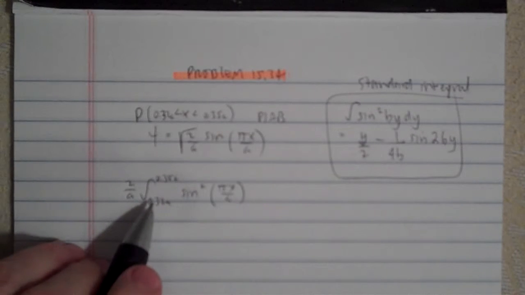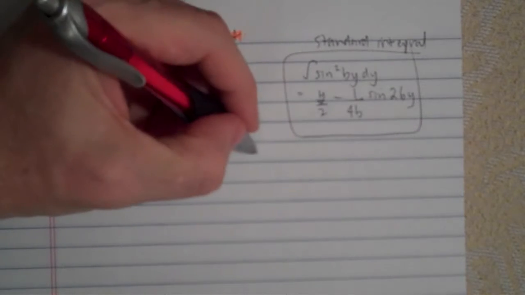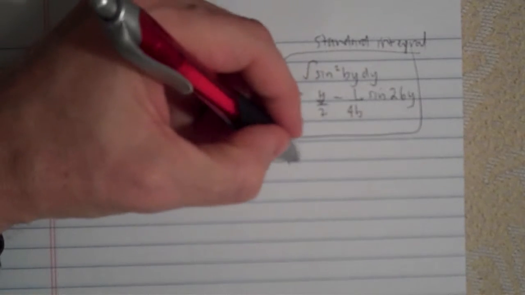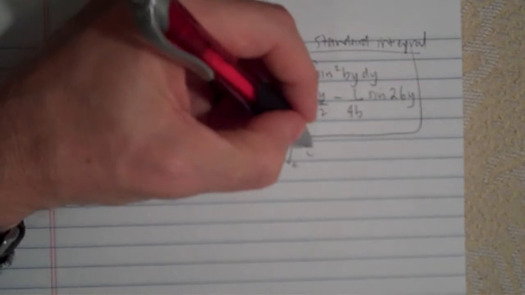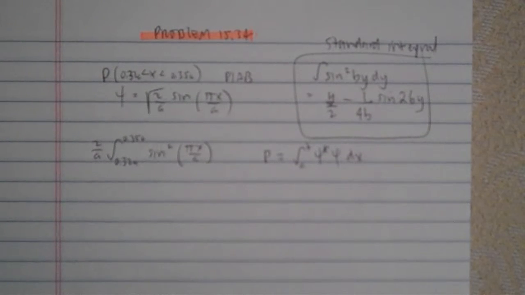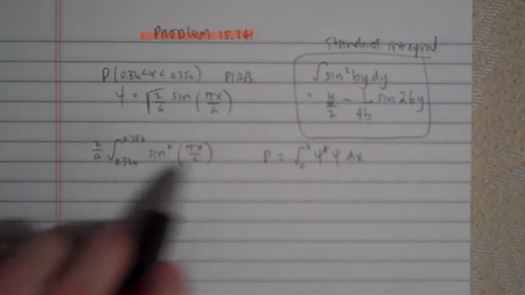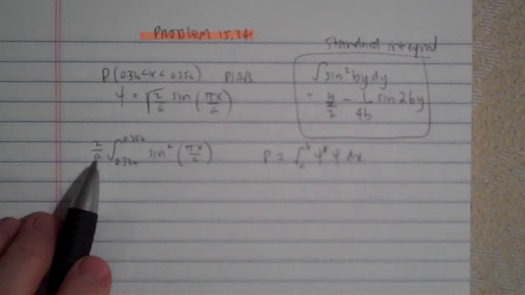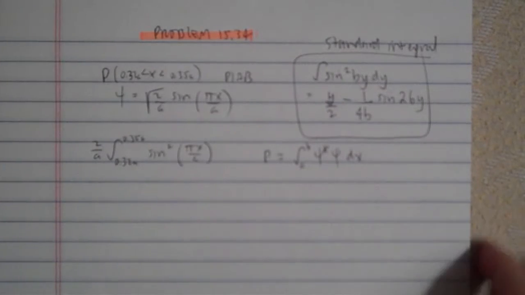Why I set this up like this, I'm really dying to tell you. I'm going to tell you now, right? The probability is going to be the integral from a to b of psi star psi dx. That's the probability in one dimension. So that's what I did here. I just took the root 2 over a out front, multiplied them together and got 2 over a. Okay, so what I need to know now is just a standard integral.